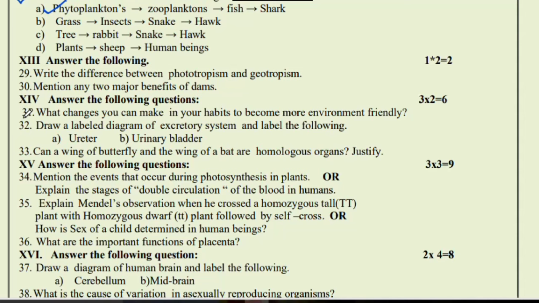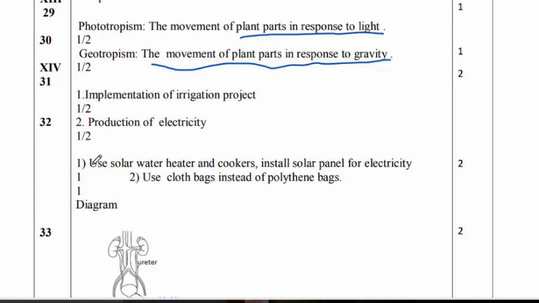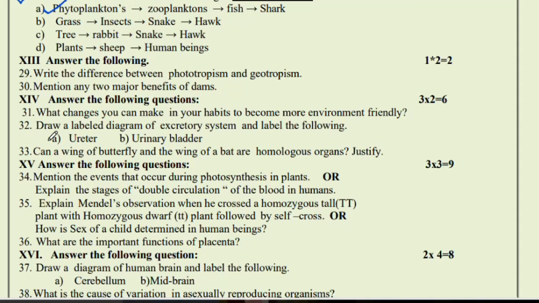Next, question number 31. What changes can you make in your habits to become more environment friendly? Use solar water heaters and cookers, install solar panels for electricity, and use cloth bags instead of polythene bags. Next, draw the labeled diagram of the excretory system and label the following.